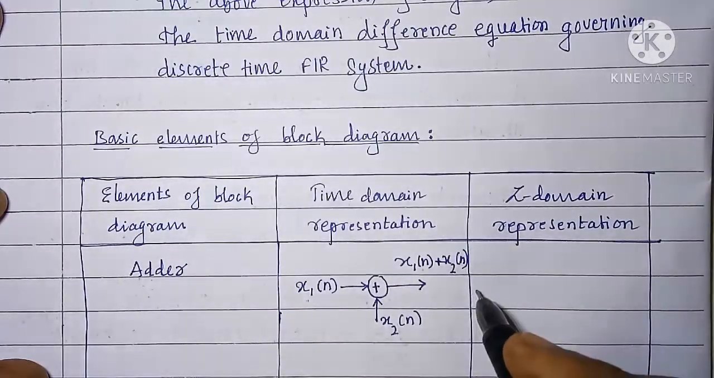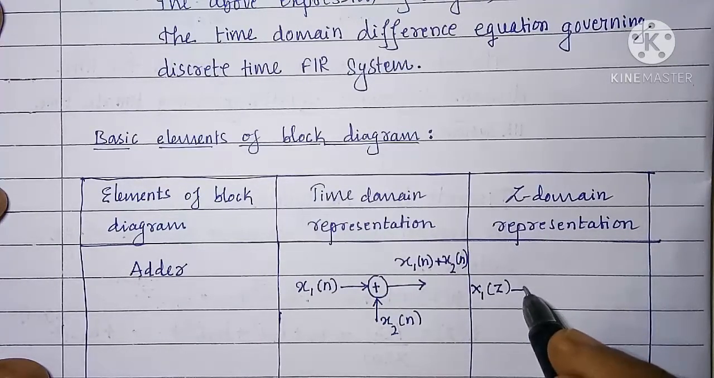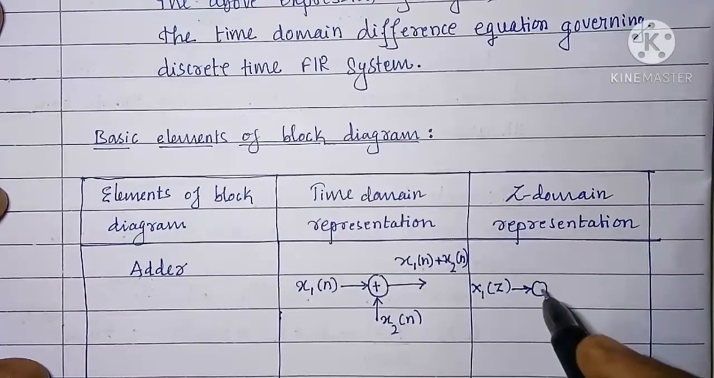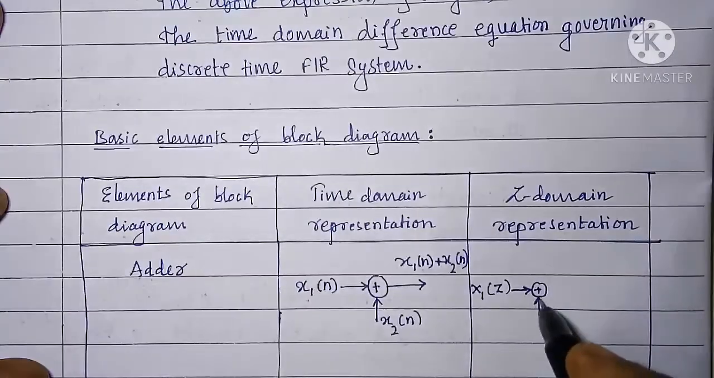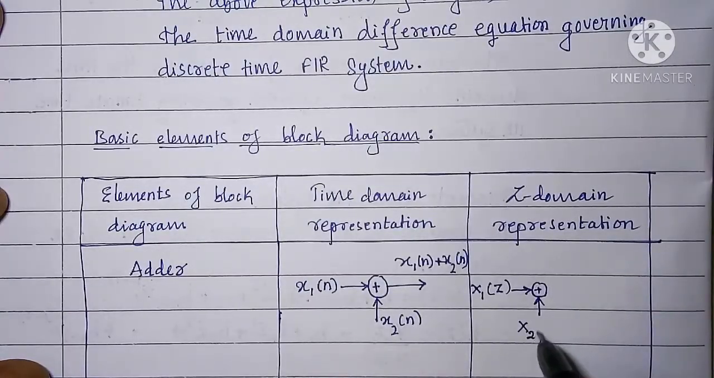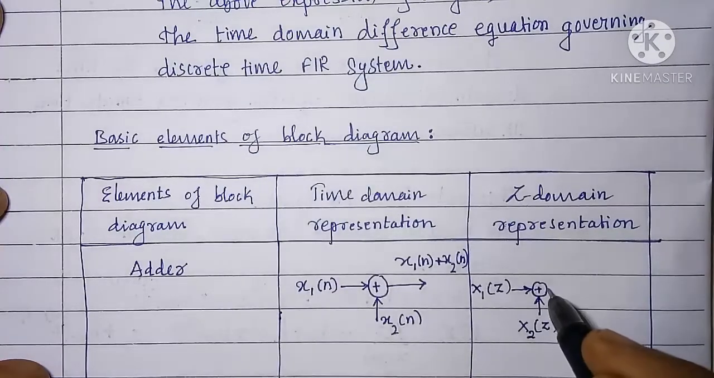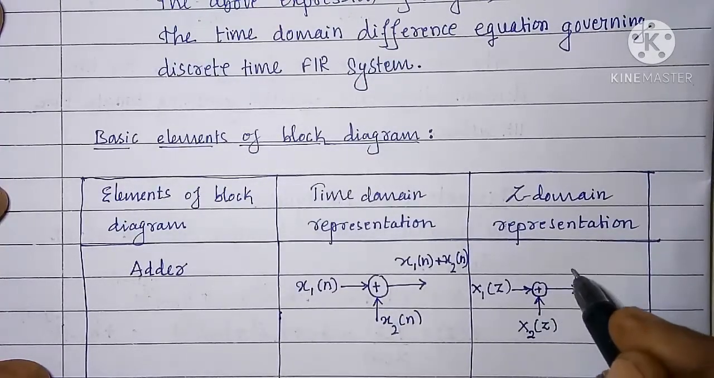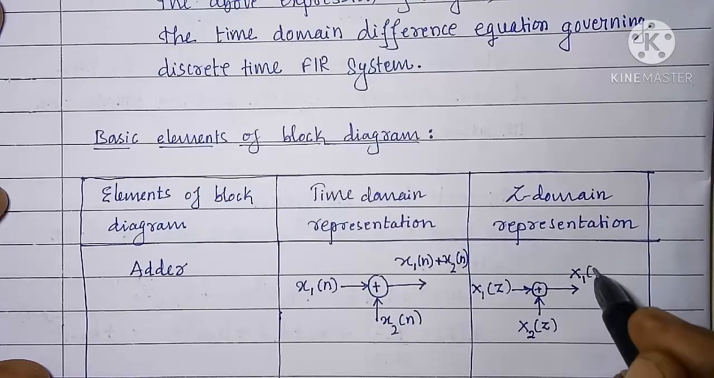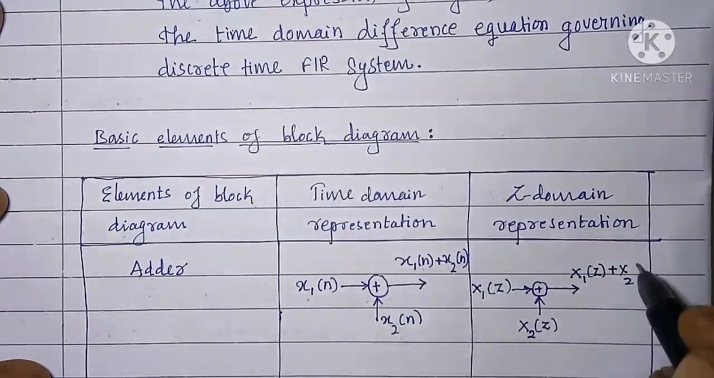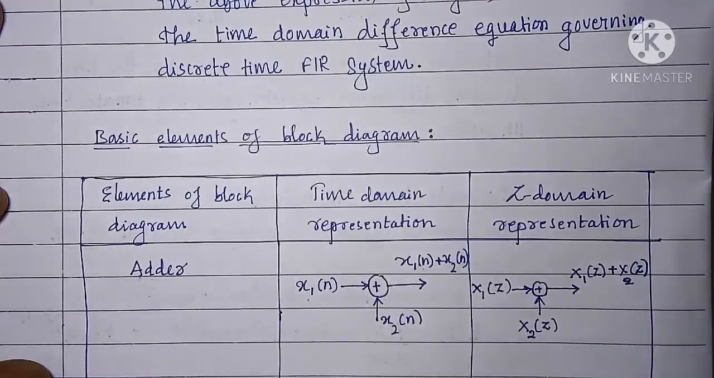In Z domain, x1 of z plus x2 of z is equal to x1 of z plus x2 of z.